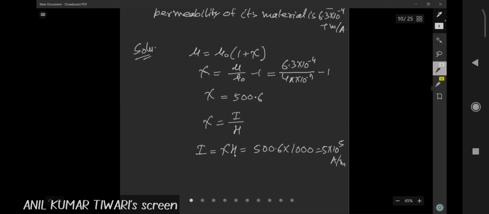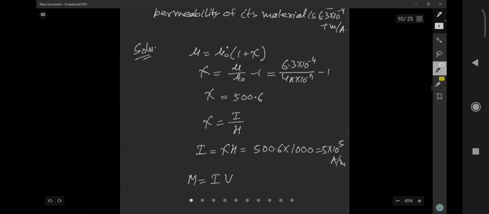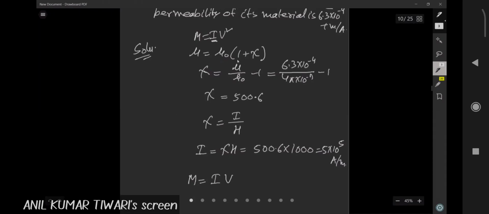Once we get a value of I, now it becomes simple for us, because what is M? M is equal to I into V. So from here, when we have to calculate the value of M, it is going to be I into V. V is already in our hand. The main thing first was to get a value of I. For that, they have given so many mu. It is not directly appearing, but all the mu's are given, we can calculate chi. Once we reach the chi, H is also given, we can get an I. Once I is here, everything will become simple.